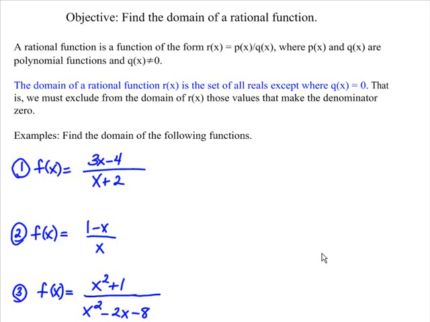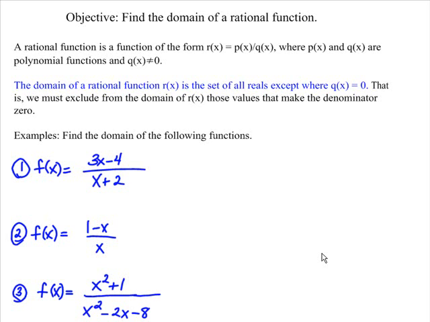So a rational function is simply a function of the form r of x, which is equal to p of x over q of x, where p and q are polynomial functions and q cannot equal 0, because recall that division by 0 is undefined, so we cannot have 0 in the denominator of a fraction.